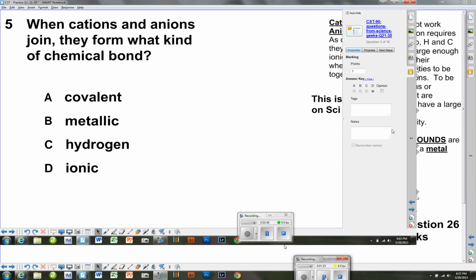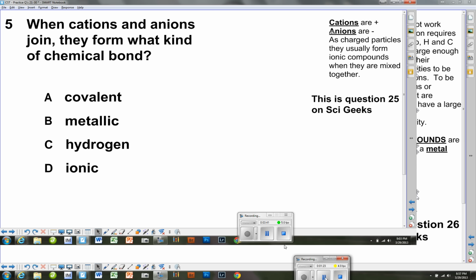Let's go to number 5. The answer is D, and you need to know about cations and anions. As charged particles, they usually form ionic compounds when they are mixed together. And so this guy, when the cations and anions join, they're saying they form what kind of compound? Of course it has to be ionic. And remember, you need to know about covalent, metallic, and hydrogen bonding as well. So you can look in the chapter on chemical bonding, and that will give you that stuff. And so that's number 25.